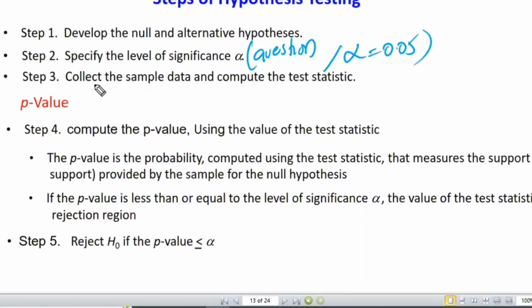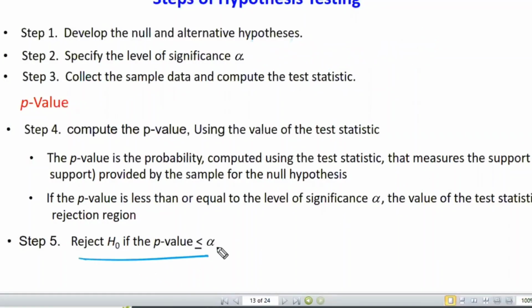And first you will collect the sample data and calculate the test statistic. Test statistic means whatever test you are going to apply, that statistic value you have to calculate. Test statistic means the calculated value. And based on this value, you have to calculate the p-value. Based on the p-value, if the p-value is less than or equal to alpha, reject the H naught. If the p-value is greater than alpha, do not reject the H naught.